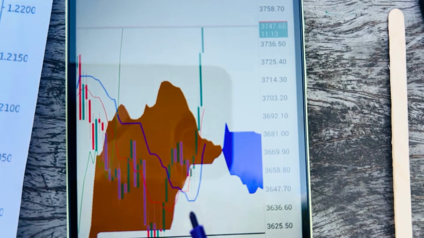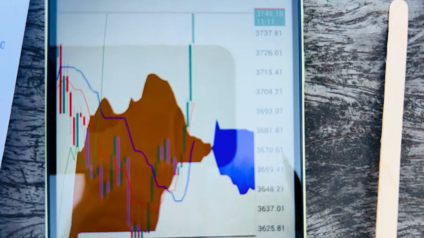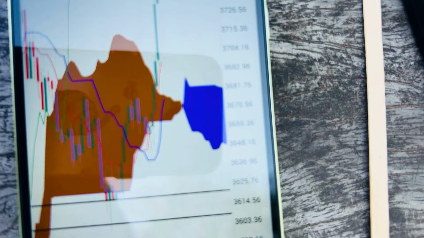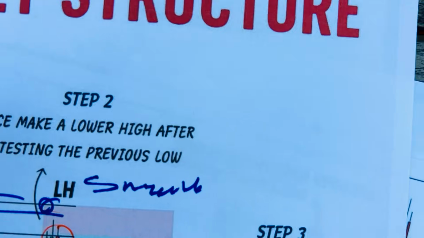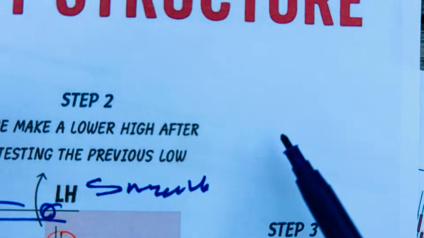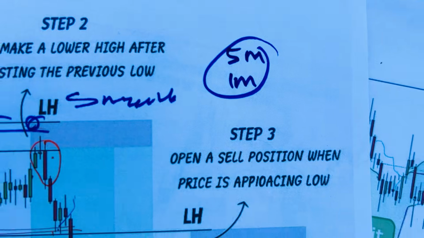So we take a buy, stop loss will be below here. But I do not recommend you to use 15 minutes to get an entry confirmation. The time frame that you can use, this is based on the experience that I have, you can use 5M and 1M. These are the two time frames that you can use.